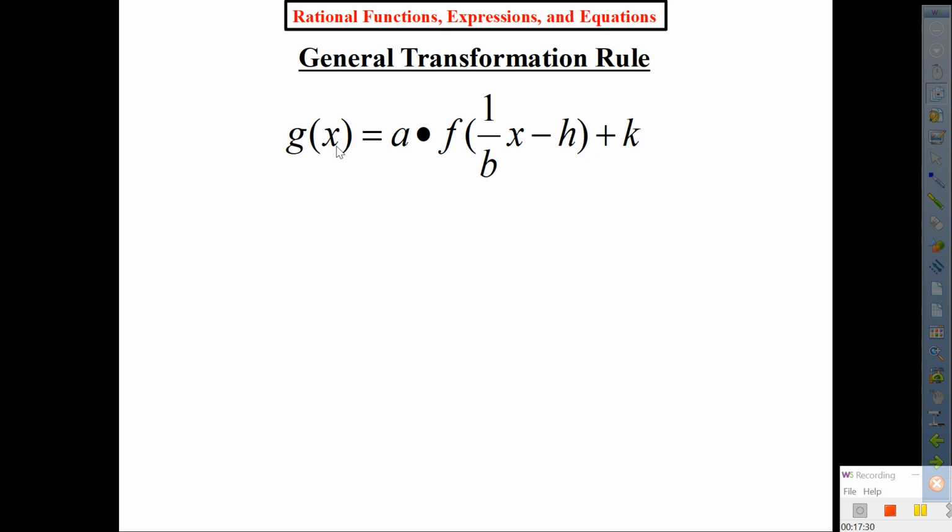And we know what each component does. Is that correct? For the sake of time, k goes which direction? Up or down. H goes in which direction? Left or right. It moves our function left or right. A either stretches or compresses our function vertically. And B stretches or compresses our function horizontally. Yes? Okay. So that was in the past.